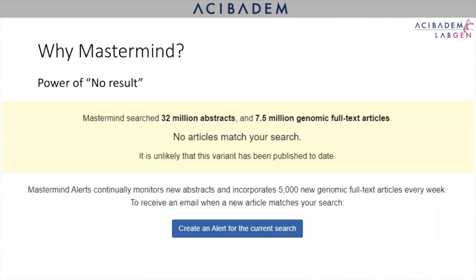During variant curation, one of my main concerns is if I'm missing something. And this worry keeps me searching for more, and eventually I spend a lot of time. When I get no result in Mastermind, I know that the variant I'm searching for has probably not been published yet. So at this point, I can stop my search and carry on. You can also create an alert and get notification if something comes up about your current search.